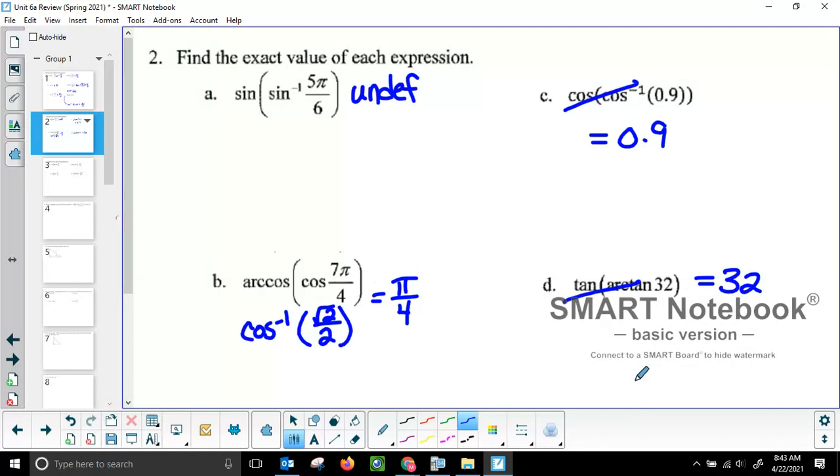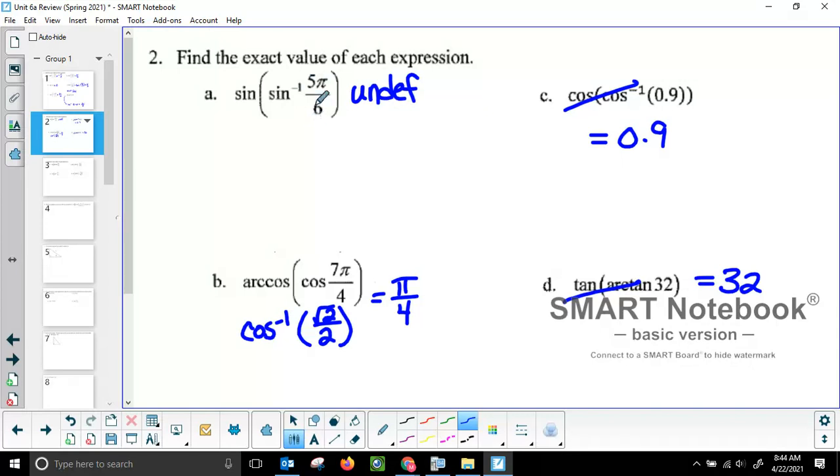Any questions or concerns there? Mr. Crouch, can you explain the first one again? Why it's undefined? Sure. Because we're just talking about the domain of some of the inverse trig functions. And the domain of inverse sine and inverse cosine were -1 to 1, which means you're only allowed to plug in numbers between -1 and 1.